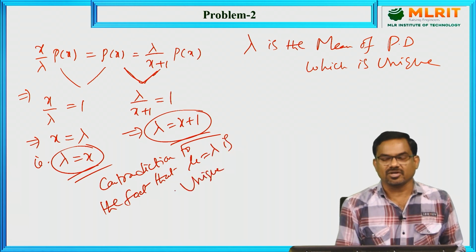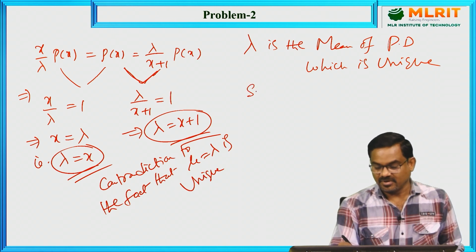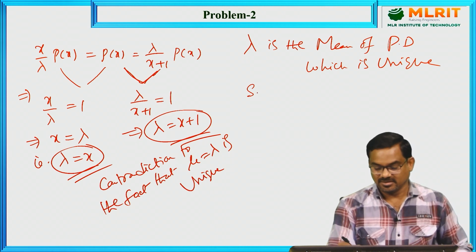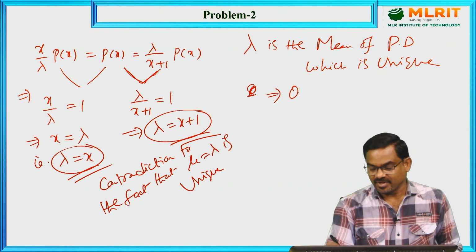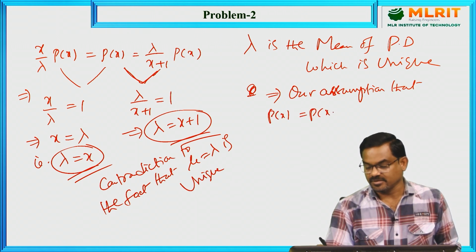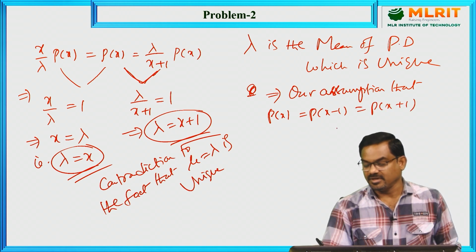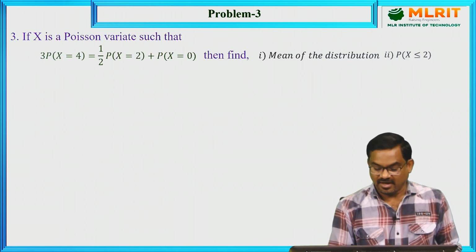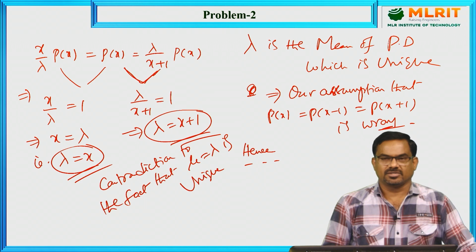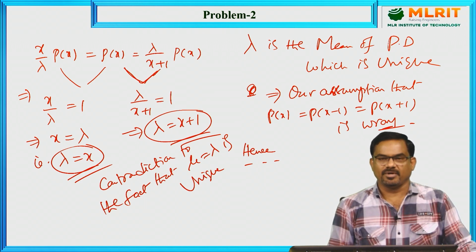Why did we reach this contradiction? Since our assumption that all these have the same probabilities is wrong. So that implies our assumption that p of x equal to p of x minus 1 equal to p of x plus 1 is wrong. Hence, the three consecutive probabilities are not the same. The probabilities of x successes, x minus 1 successes, and x plus 1 successes are not equal.